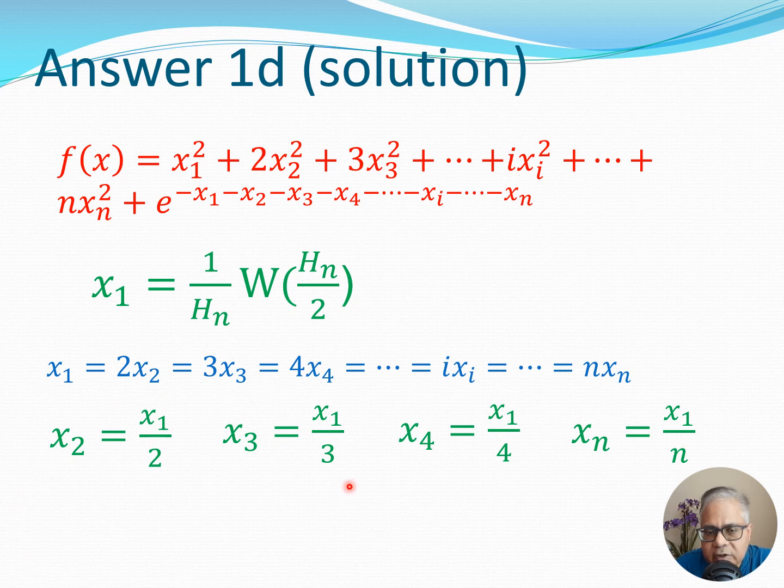So I can immediately obtain all the different solutions, that is x2 becomes x1 by 2, x3 becomes x1 by 3, x4 becomes x1 by 4, and xn becomes x1 by n. So essentially if we are able to obtain x1, we can immediately obtain all the remaining solutions, or the remaining design variables for this particular optimization problem.